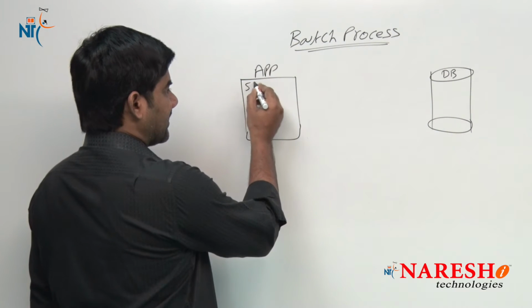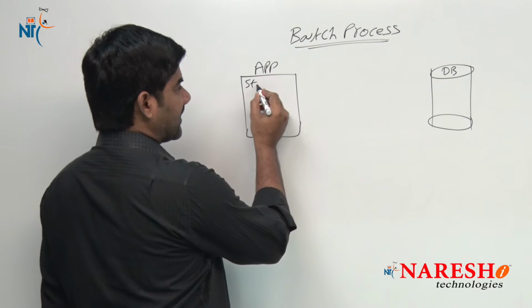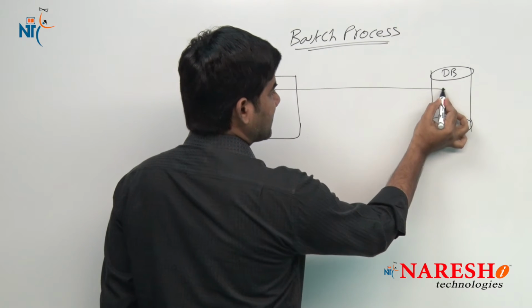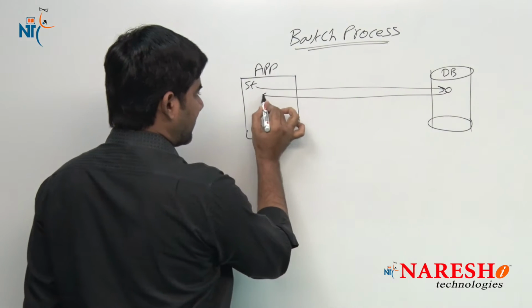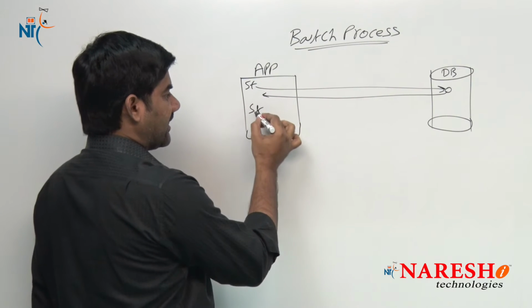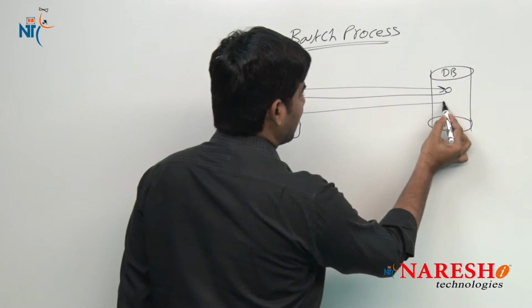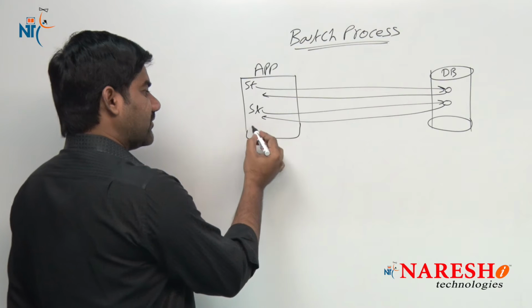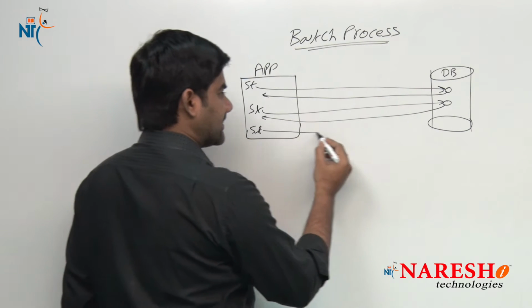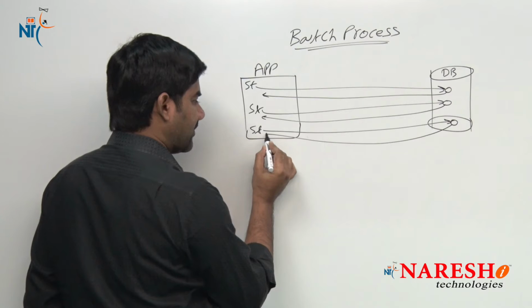We do this by using either statement or prepared statement. First I am sending one query. The query goes and is processed here, and we come back with the result. Next, immediately I need one more query. Again I use the statement, send the query to the database, it is processed and comes back. Like that, one more query, sent to the database, processed and coming back.